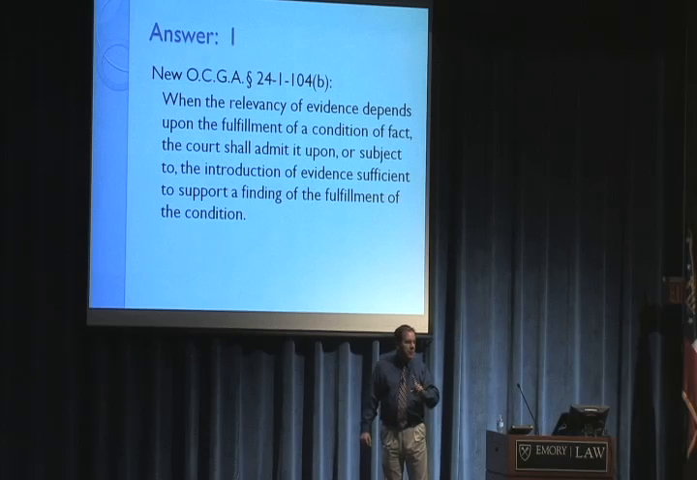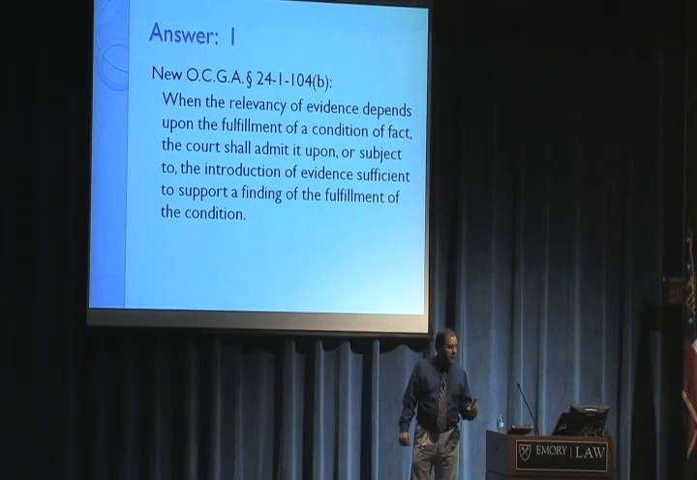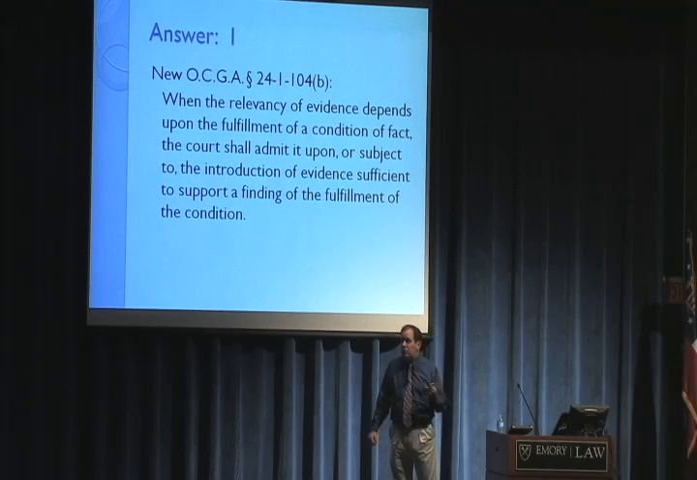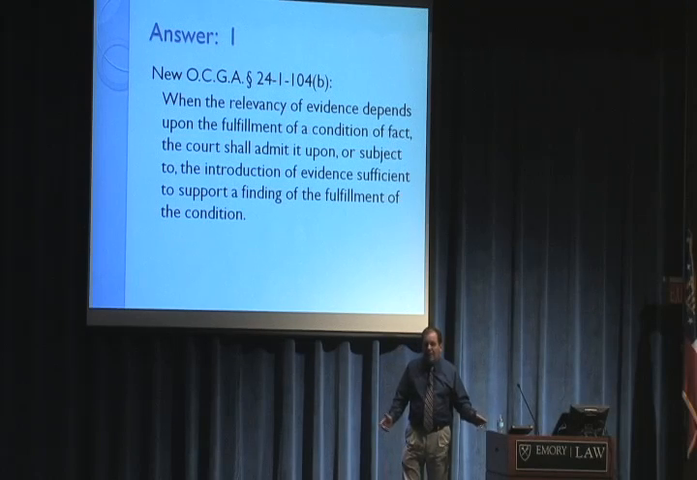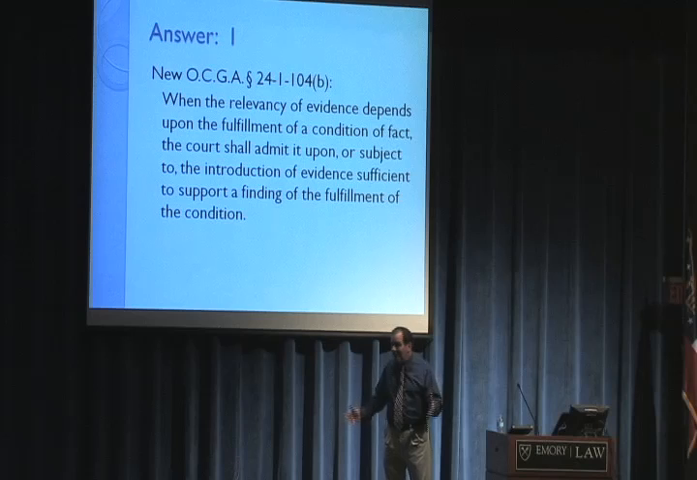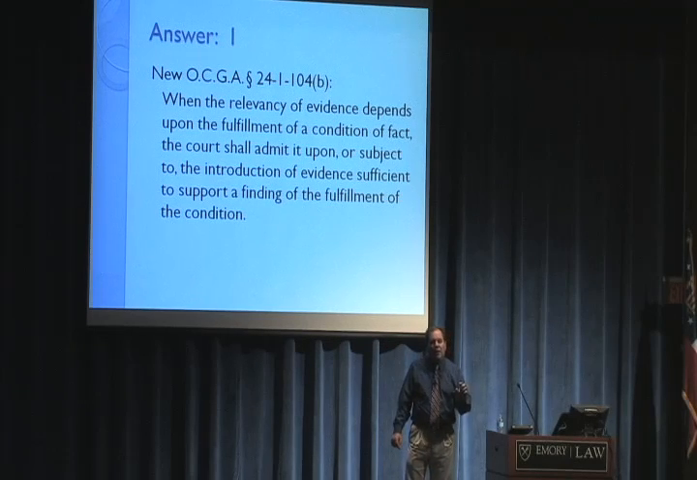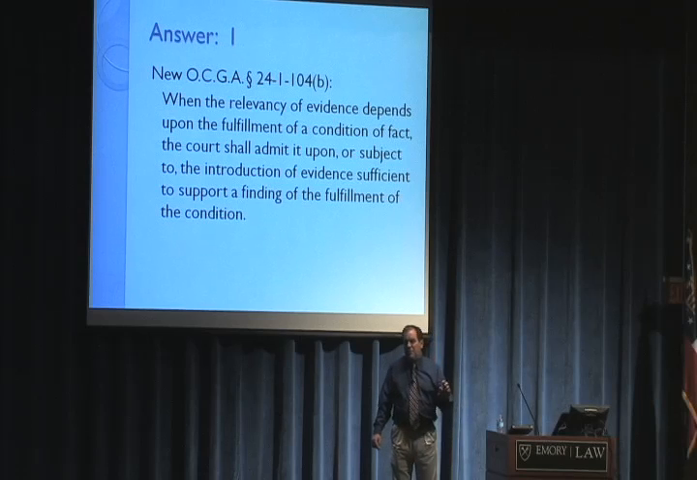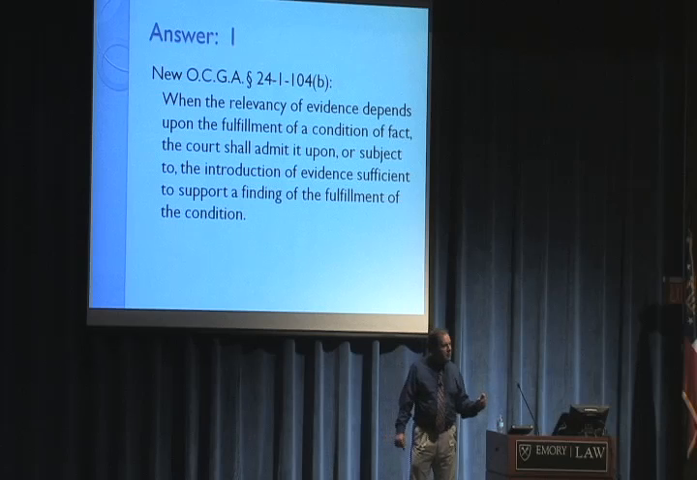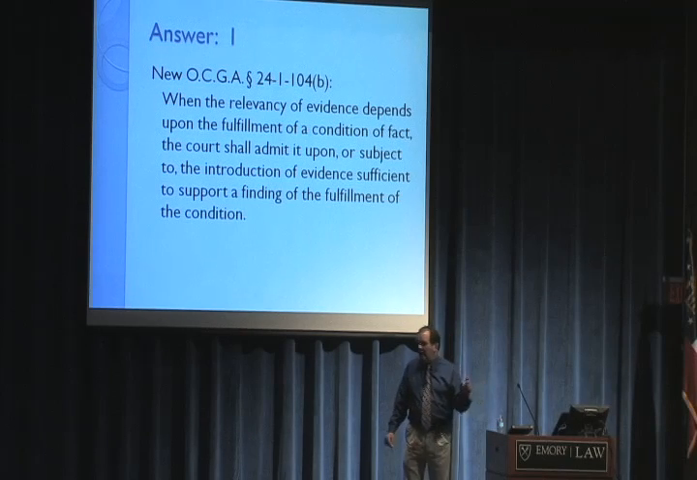And the biggest example of this is authentication. All authentication questions are 104B questions. If you can't prove that this letter was actually written by the respondent, we don't know who wrote it, then it has no relevance in the case. It's just some random letter. If the prosecution can't prove that this pile of cocaine is the same substance that was seized from the defendant at the time of his arrest, then it's irrelevant. It's just some random pile of cocaine.